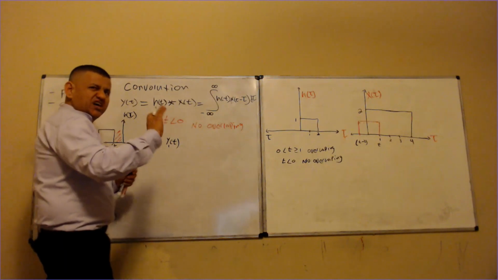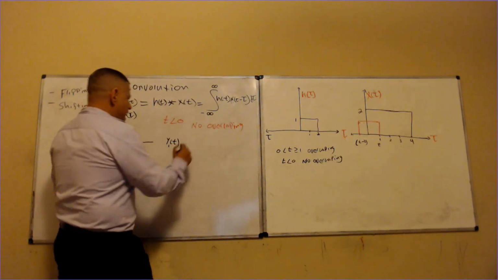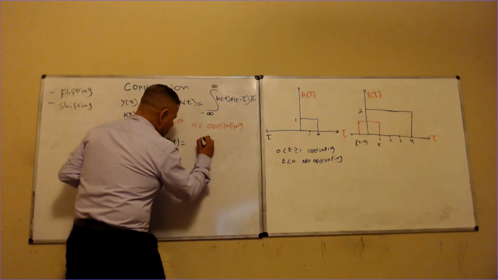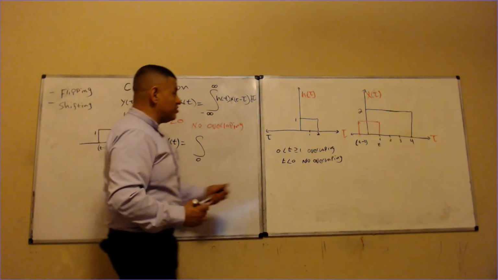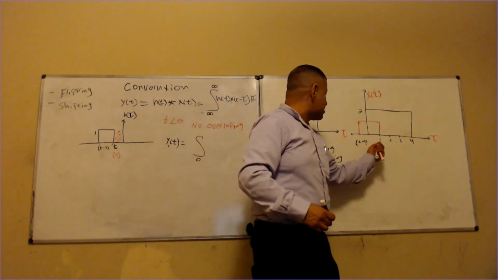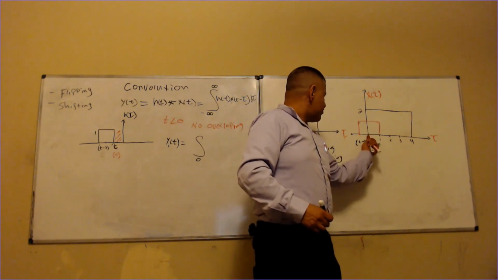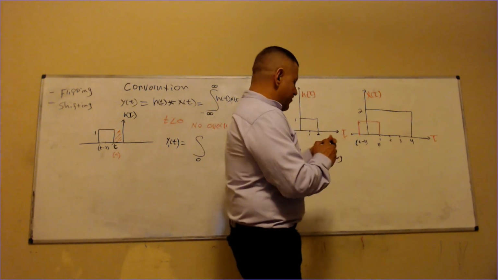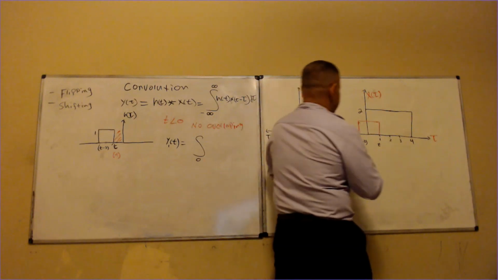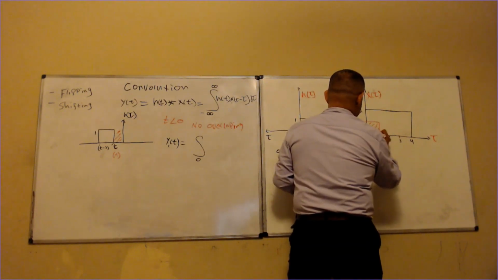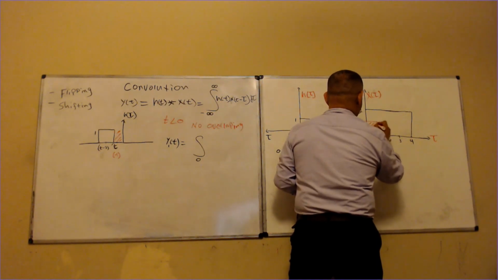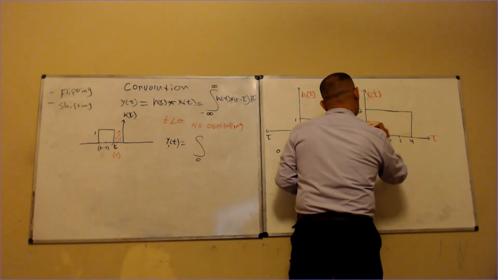because I need to do a couple of different regions. I can say that that is going to be equal to the integral from 0. I am starting from 0. Why am I starting from 0? Because this doesn't really count. In this region right here, there's no overlapping. Over here is when overlapping happens. This is the overlapping region.